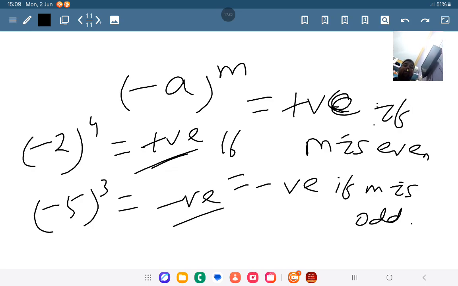Here the result will be negative. Why? Because the power is 3, and 3 is an odd number. And the answer will be minus 125, because here you have to multiply minus 5 three times: minus 5 into minus 5 into minus 5, it will be minus 125.